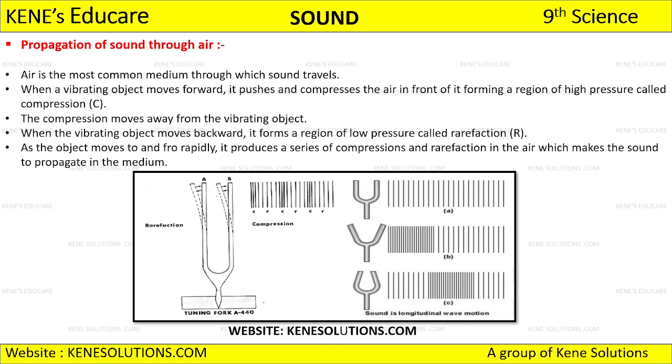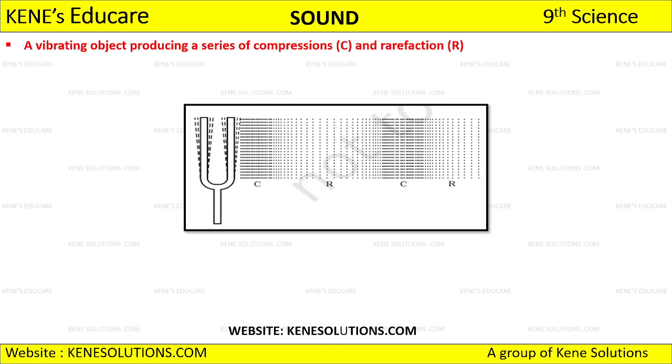After discussing the propagation of sound through air, we discussed how exactly a vibrating object produces a series of compressions and rarefactions, right? So I want you all to please go through this, because you need to know what compression looks like and what rarefaction looks like.